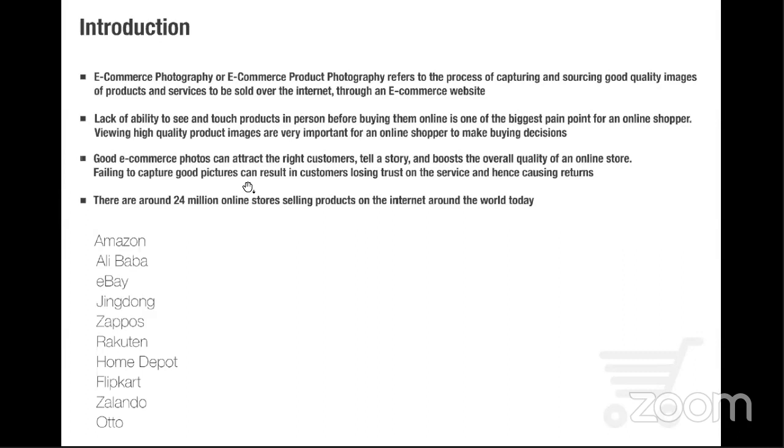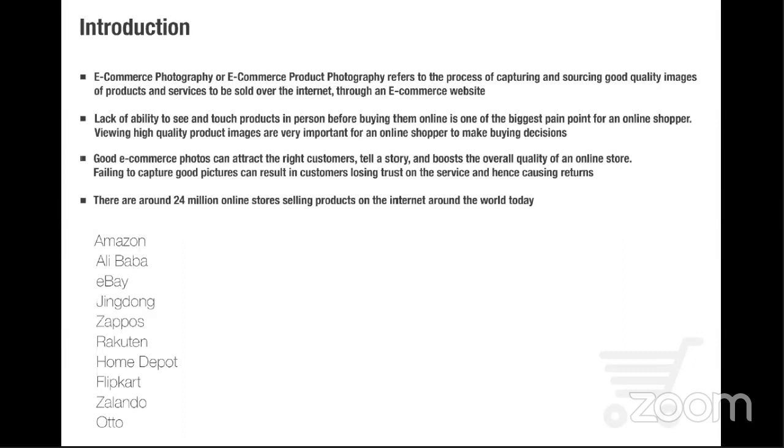So what happens if we fail to capture good images? This is something that we need to keep in mind, because most of the time when we as photographers don't deliver what is expected of us, it definitely impacts the customer. If I was a customer and I look at an image which has not been shot well, or is not doing the justice it is meant to do, then I will probably lose trust in the website that is selling it for the company. I might not like going back to that site, or buying anything from that site. So that is a loss of trust, because I couldn't make a buying decision based on the images that had been shot, right? So that's something that happens if we fail to capture good images.